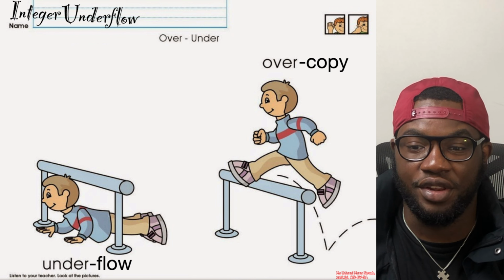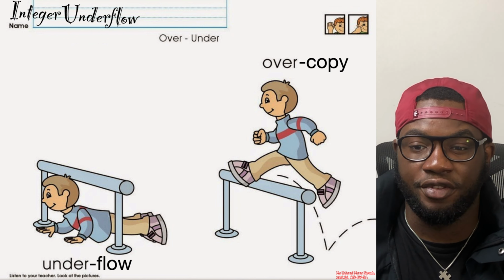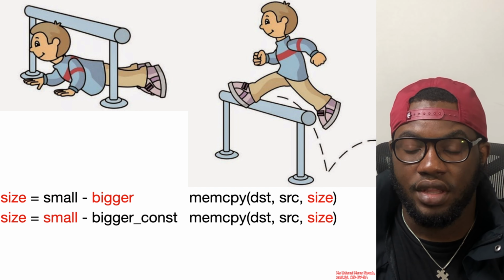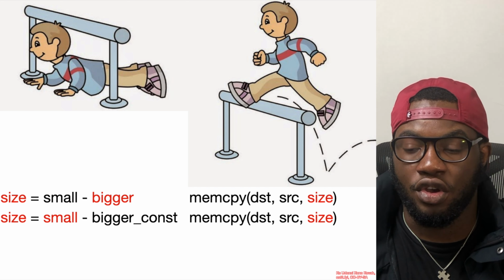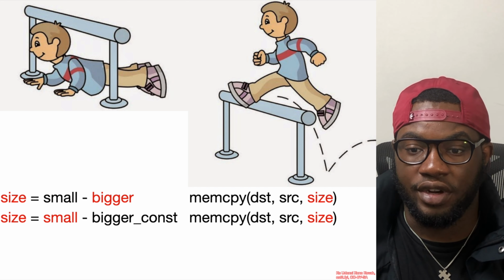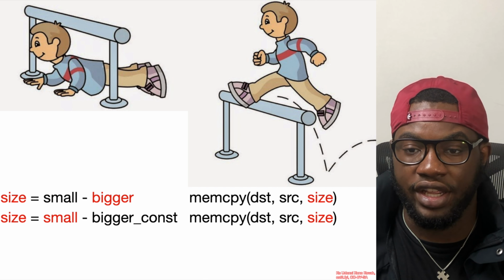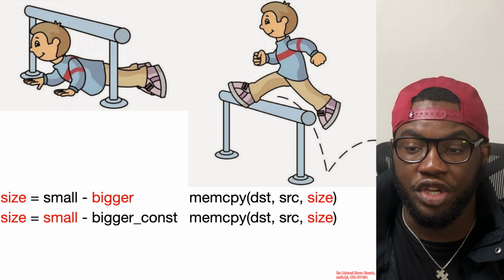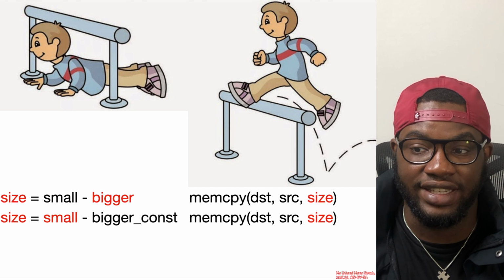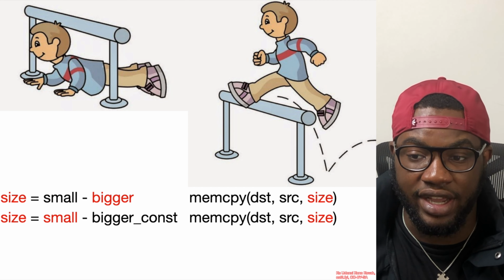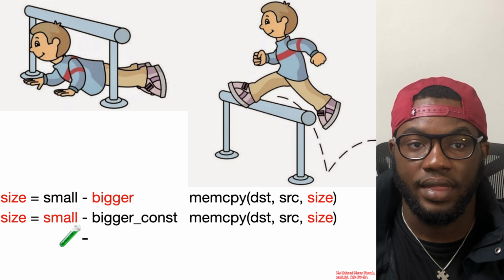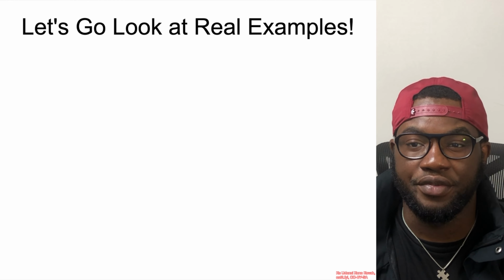Back to our cartoon illustration, integer underflow leads to an underallocation and overcopy. So if an attacker is able to control the size of a memcpy operation such that the calculation of the size yields a negative number, which will be interpreted as an unsigned integer that is arbitrarily large, then an overcopy is going to occur. Now, let's go look at real examples.